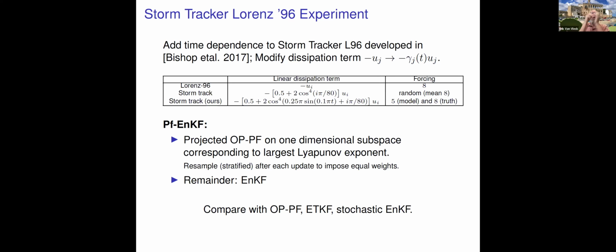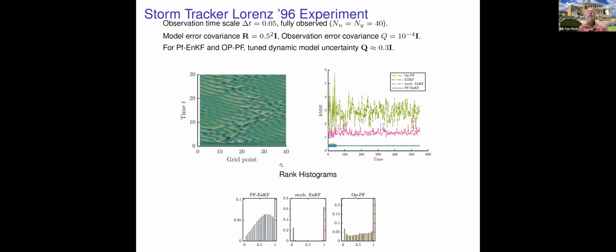So we do a projected optimal proposal particle filter on a one-dimensional subspace corresponding to the largest Lyapunov exponent. We use a kind of continuous resampling technique to impose equal weights. And for the remainder, we update with an EnKF. We compare with just a full-blown OPPF, an ensemble transform Kalman filter, and a stochastic EnKF.